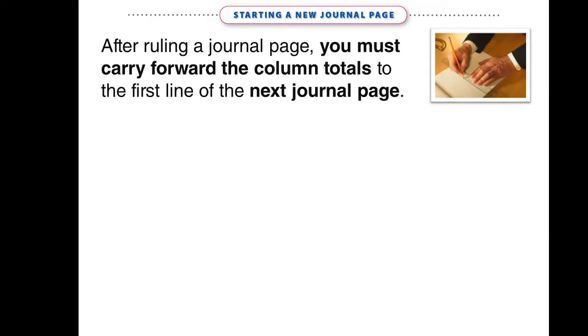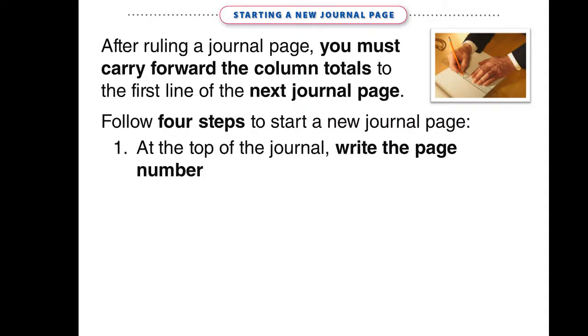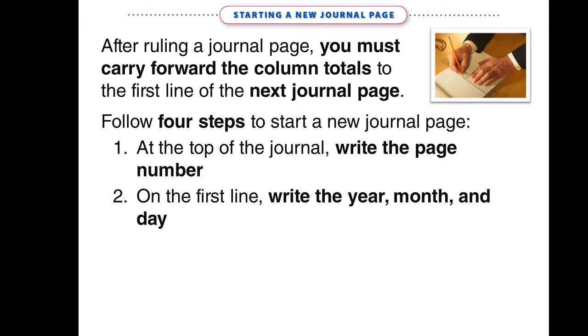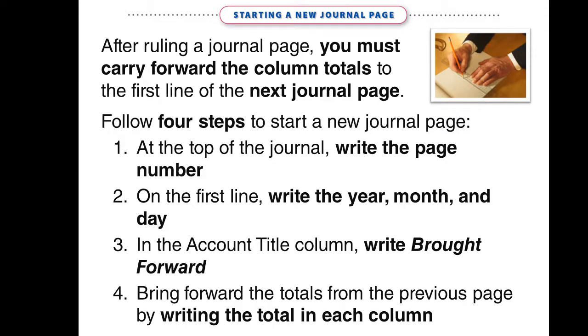Next, we need to start a new journal page. We carry forward the column totals from the previous page using a 4-step process. First, we write the page number at the top. We write the year, month, and day only on the first line of the journal. We write brought forward in the account title, and then we record the totals from the previous page.